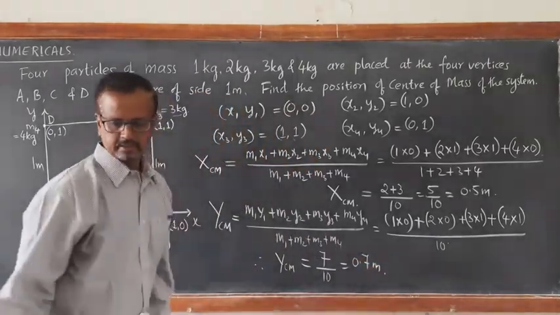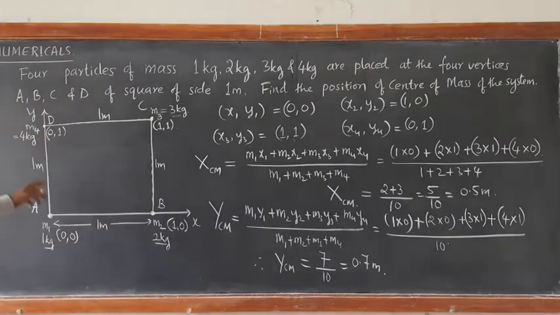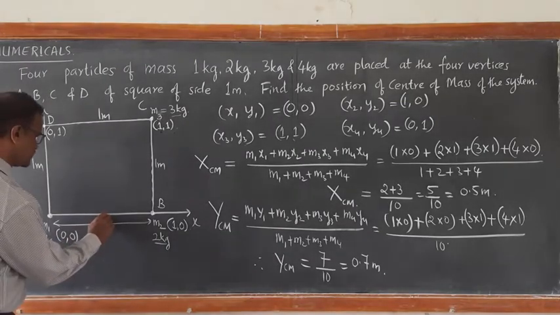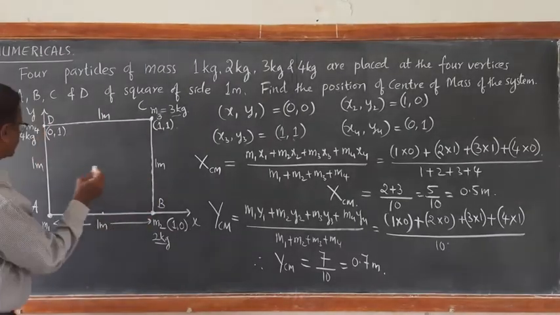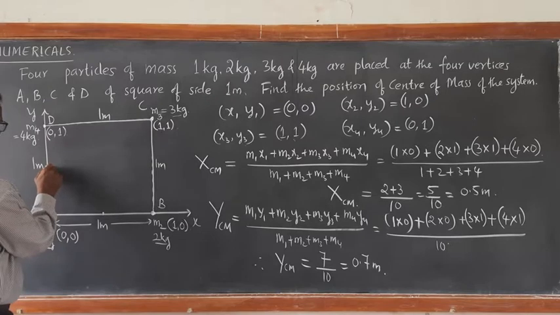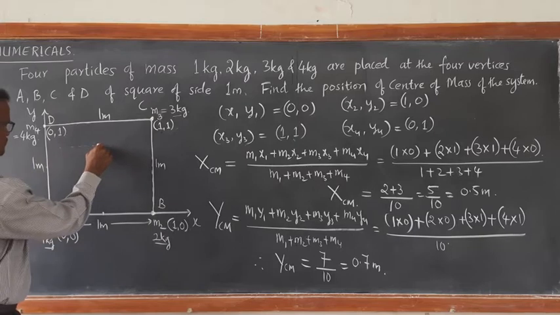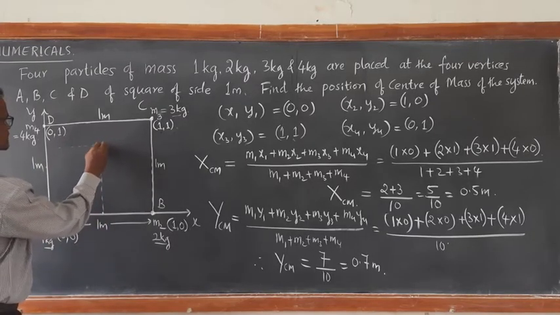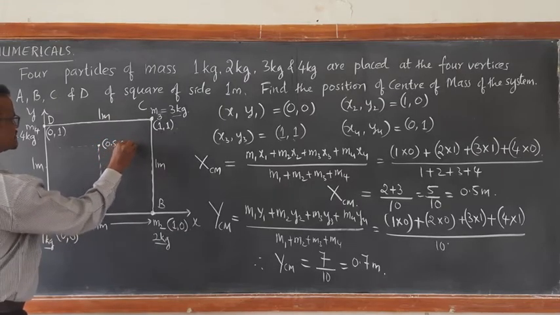So you can locate using the diagram. So x coordinate of center of mass is 0.5. Yes, x coordinate is 0.5. So y coordinate is 0.7. So this is 1 meter. So if you divide this, this is 0.5, 0.6, 0.7. Somewhere you will get. So if you join, this is going to be the position of center of mass. Position of center of mass 0.5, 0.7.